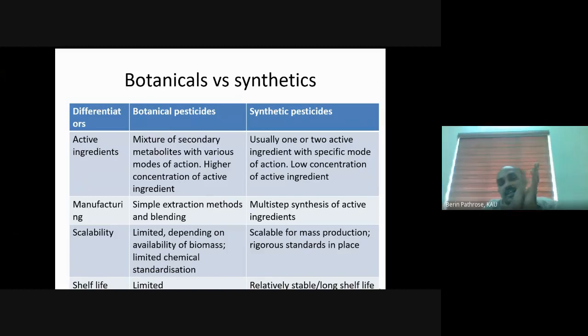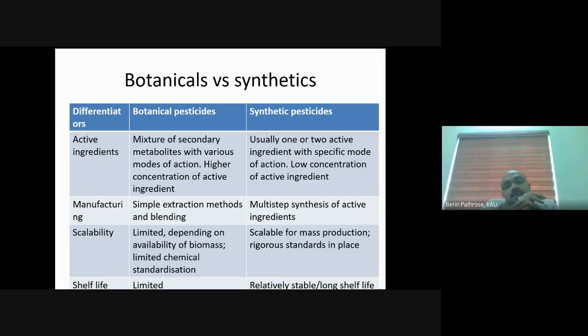So if you compare the active ingredients of botanicals and synthetic pesticides, botanicals contain a number of active ingredients, and can have diverse modes of action. Whatever the botanical we use, usually we use it at a higher concentration. While synthetic pesticides usually have one active ingredient, it may have two, and this pesticide has a specific mode of action, and the concentration used for application is extremely low.